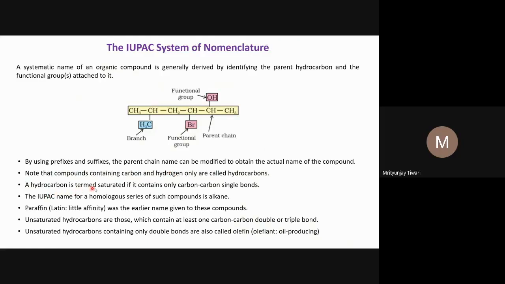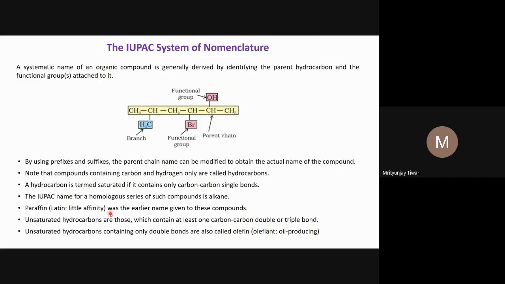We also know that a hydrocarbon is termed saturated if it contains only carbon-carbon single bonds, as we have seen. Such saturated hydrocarbons we name as alkanes, in IUPAC nomenclature, and they form a homologous series. These alkanes are also called paraffins, which means little affinity, and these were the earlier names given to the alkanes. They have very little affinity with each other. Then unsaturated hydrocarbons are there, which I have explained earlier. Unsaturated hydrocarbons have some multiple carbon-carbon bond in the hydrocarbon chain.